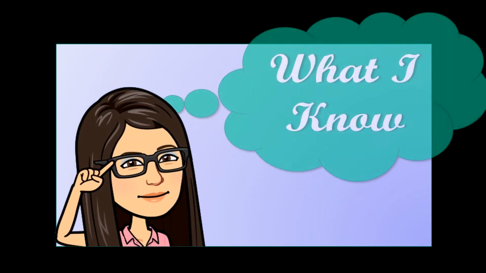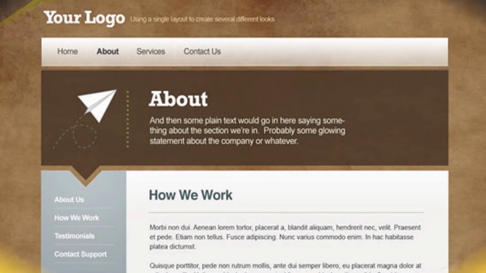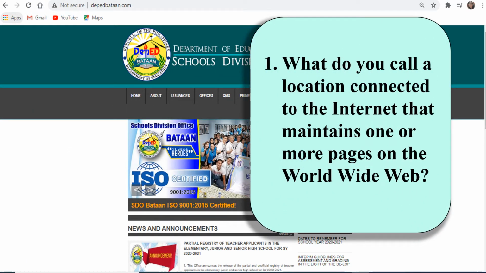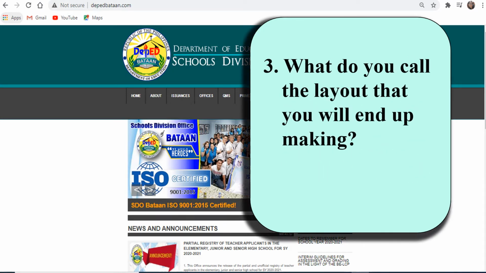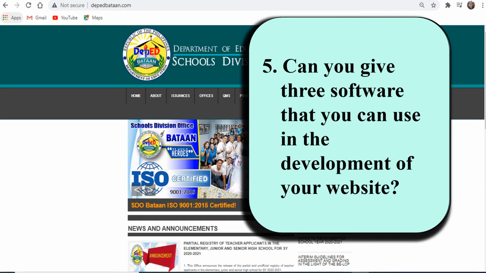While I am flashing on the screen the different images, I want you to think and answer the following questions. What do you call a location connected to the internet that maintains one or more pages on the World Wide Web? How is it developed? What do you call the layout that you will end up making? What do you think are the three basic design specifications that you will consider? Can you give three software that you can use in the development of your website?